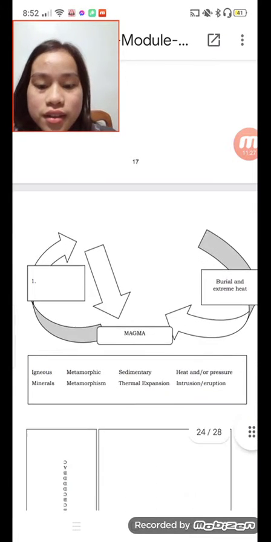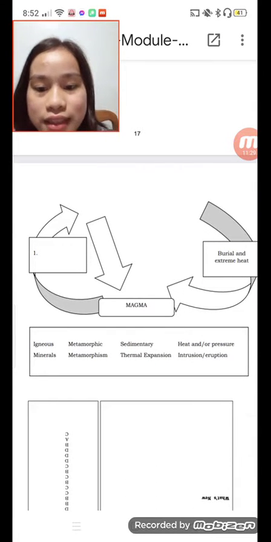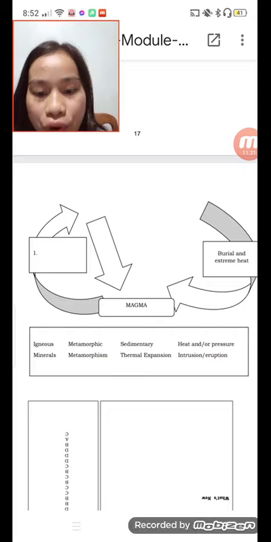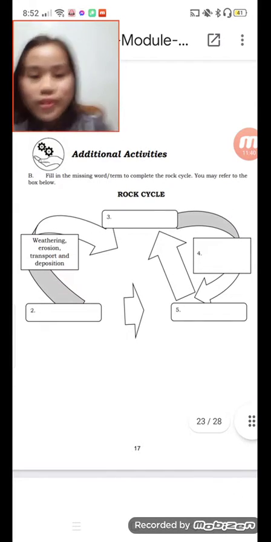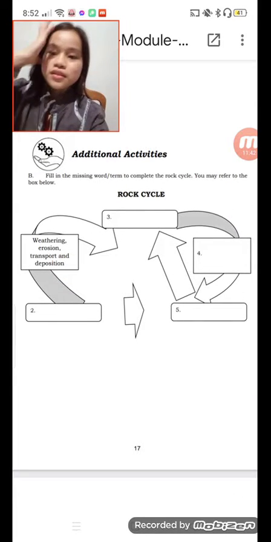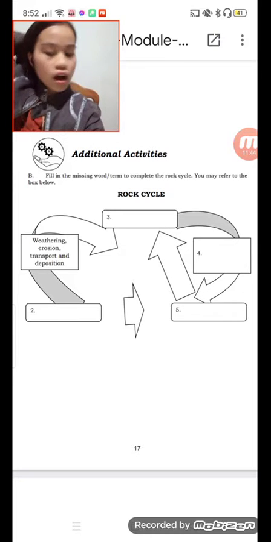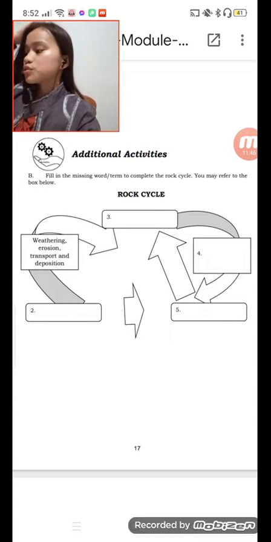Oh my god. Then igneous, minerals, metamorphic, metamorphism, sedimentary, thermal expansion, heat and or pressure, intrusion, and eruption. God, what?